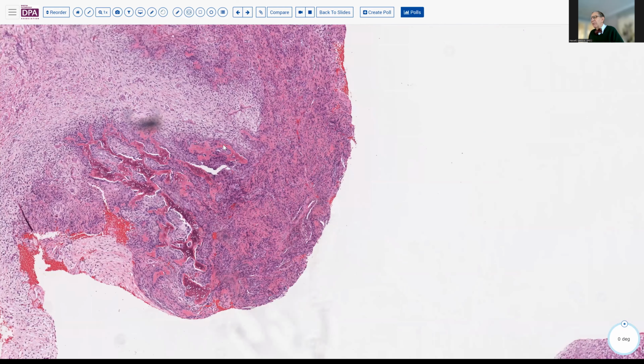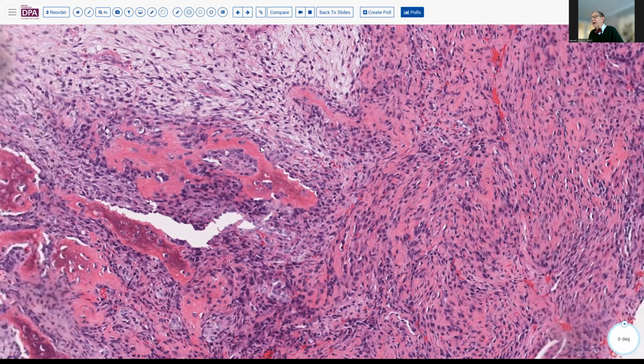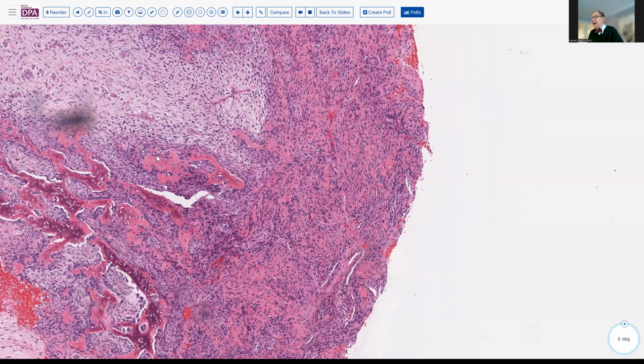Now, is this reactive bone? Can I convince you of that? Well, it's certainly woven bone. We're not developing much in the way of cartilaginous differentiation here, and it's just coming out of the background fibrous tissue.